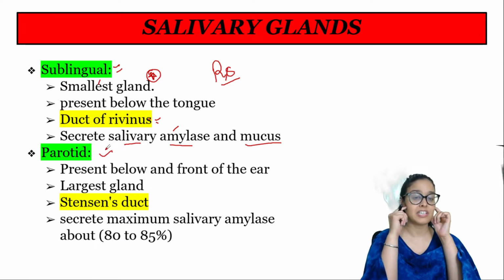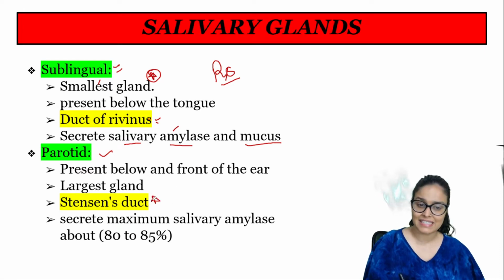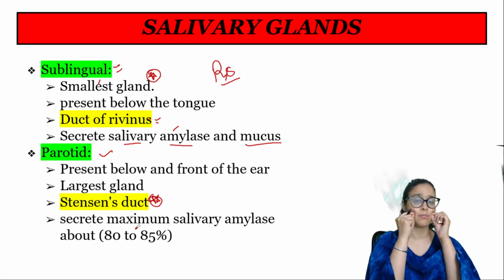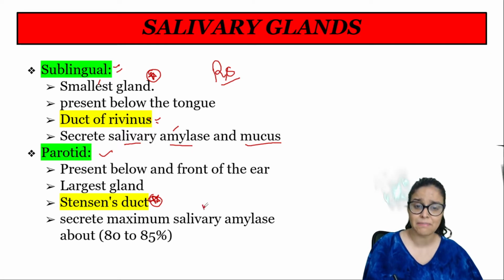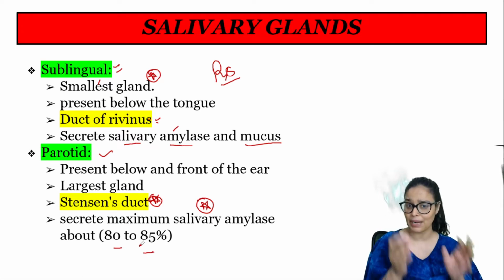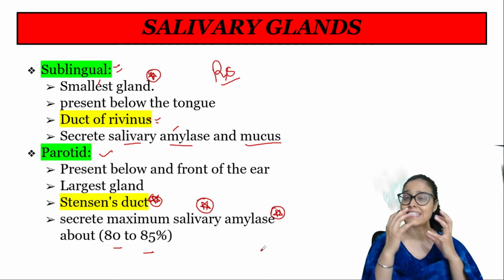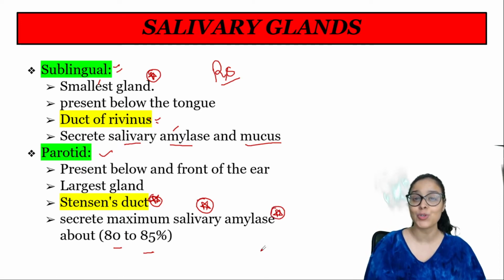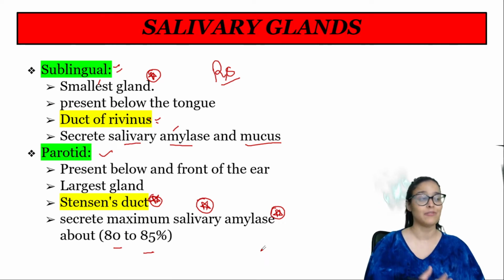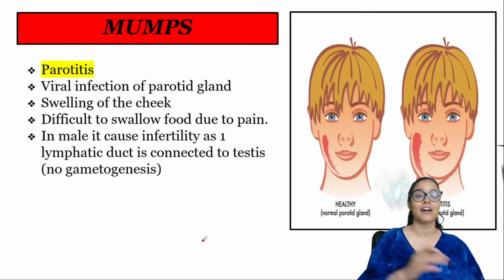Parotid, which is present in front of and below the ear, as I have shown you in the diagram, is the largest salivary gland, and its duct is the Stenson's duct via which it will pour its secretion in the buccal cavity, and it secretes maximum enzyme, about 80 to 85% of the enzyme is secreted by the parotid itself. So salivary amylase is the enzyme present in our mouth for starch digestion, because the food that we are eating, roti, rice, has starch, and starch will be digested by salivary amylase in the buccal cavity itself. So yes, saliva has salivary amylase, which you have to remember.